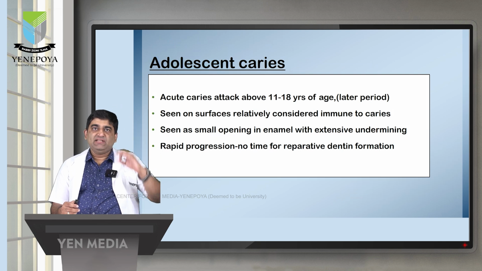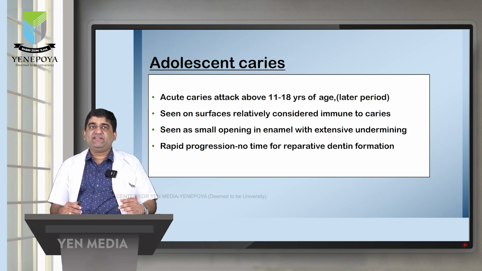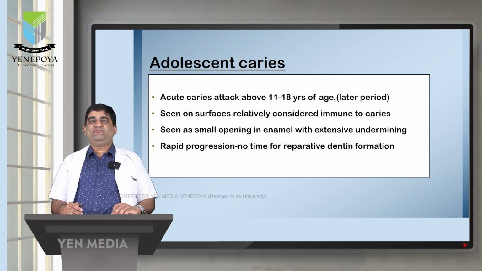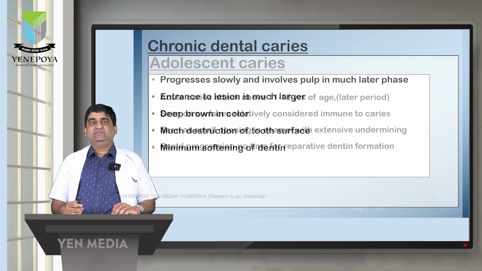Adolescent caries occurs in people above 11 to 18 years of age. It is seen on surfaces relatively considered immune to caries, and there is rapid progression and no time for reparative dentin formation.